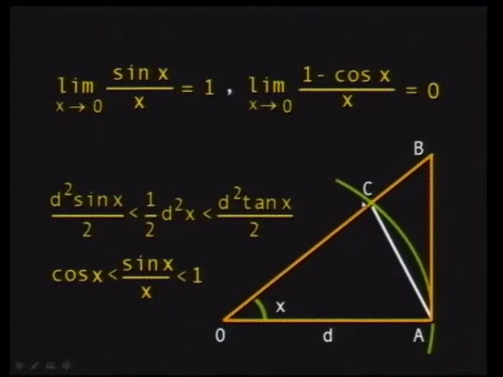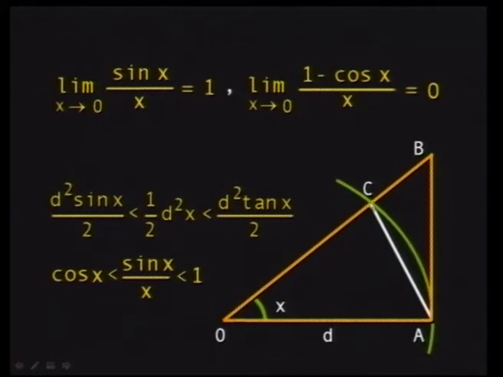The first one is the triangle OCA. Then you have the circular sector OAC, and then you have the great triangle. Now, the small triangle, the area of which is equal to what? The base times the height divided by 2. The base is d, and the height is equal to d sine x. So you get half of d times d sine x, and this is the area of the first triangle: half d squared times sine x.